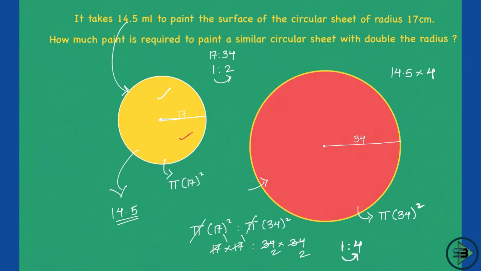40 plus 16, 56 plus 2.58. Correct? 14.5 into 4 is 56 plus 2, which is 58. So you will require 58 ml of paint to paint this red area. Okay, so very simple problem.